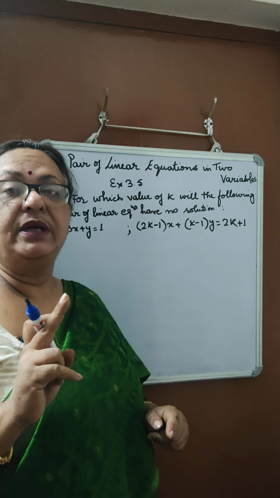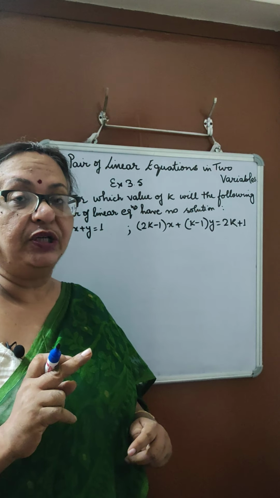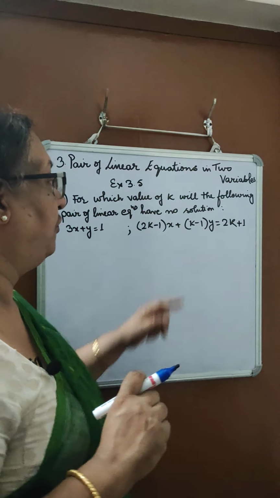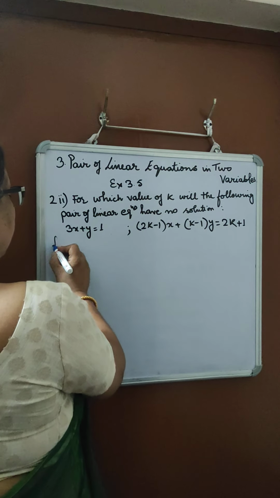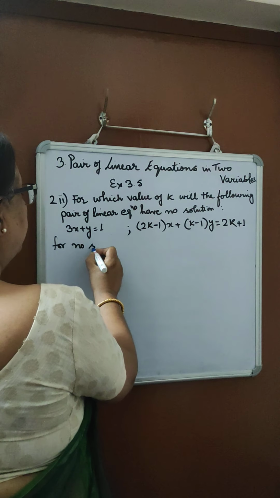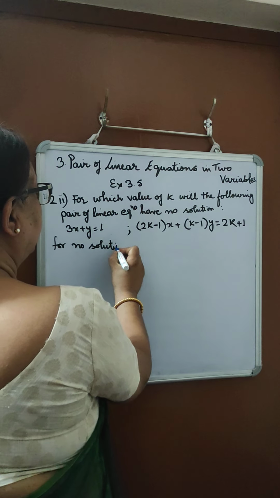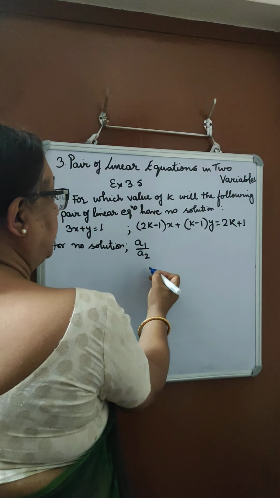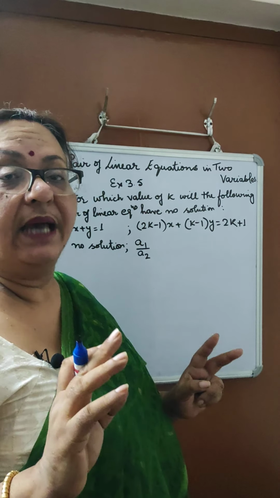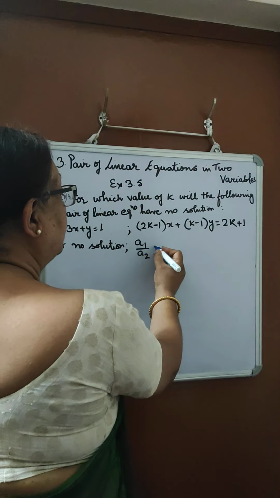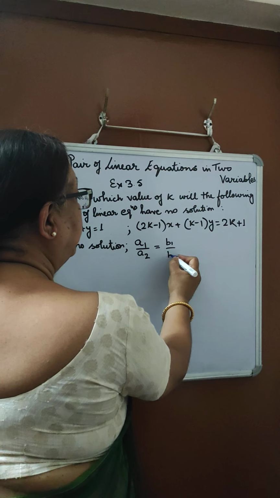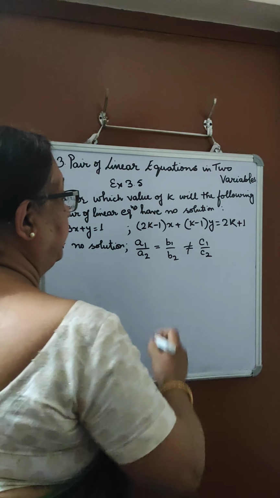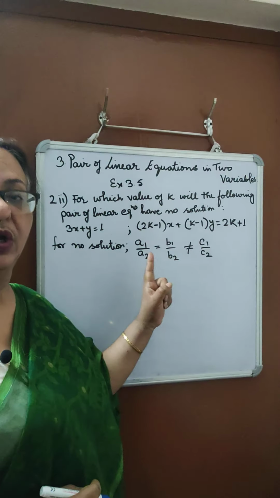Now students, you must be remembering the condition for no solution. Do you remember what was the condition for no solution? For no solution, what is the condition? No solution means the lines are parallel. A1 by A2 equal to B1 by B2 not equal to C1 by C2. So this is the condition for no solution.